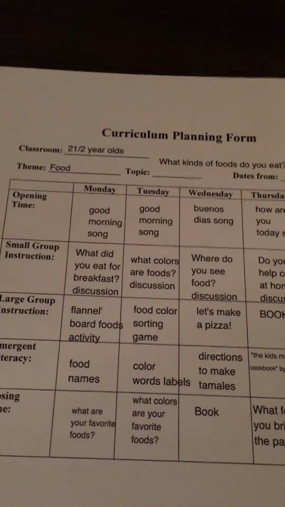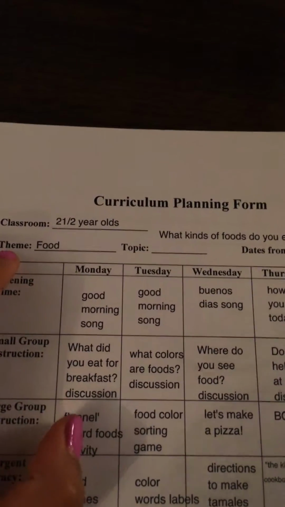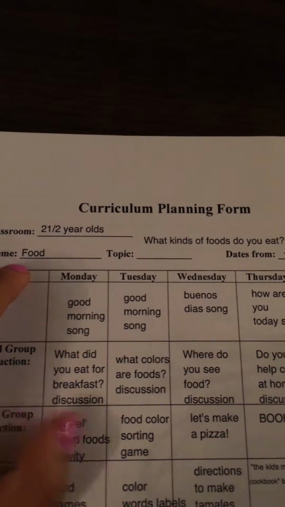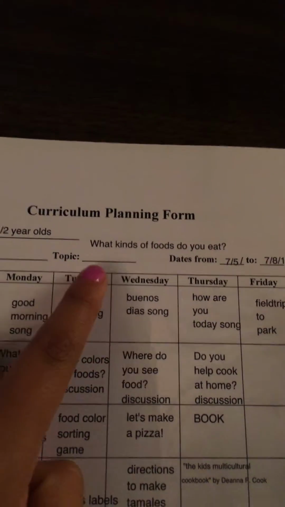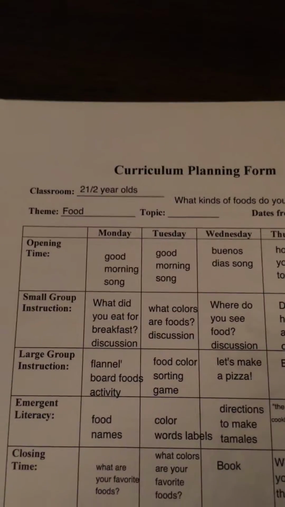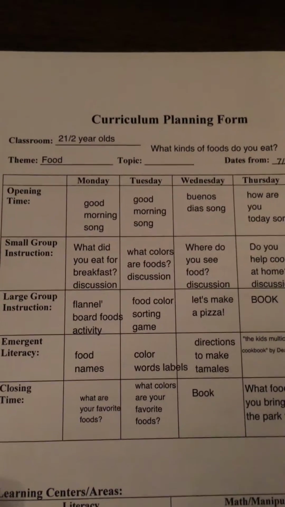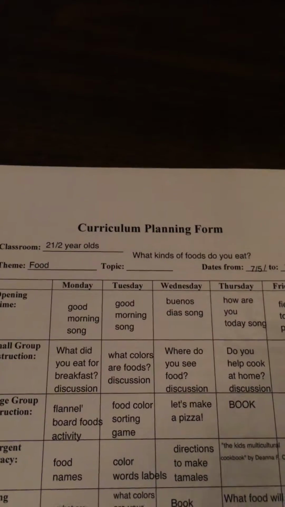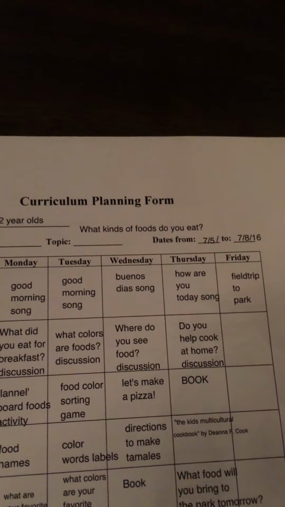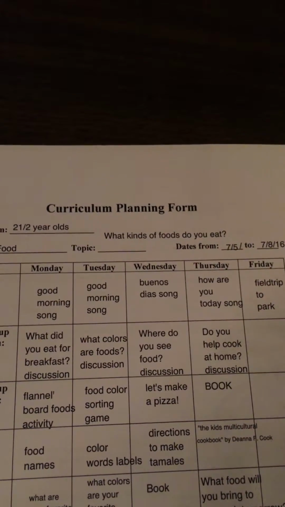So this is my curriculum planning form, and this is the classroom age group, which is 2.5-year-olds. My theme was food, and my topic was what kinds of foods do you eat. For my opening time, I did good morning songs throughout the week. So this would take about 5 minutes of the day.